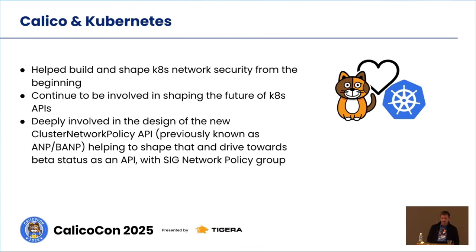Even with current and new APIs, some people might have heard of a new API called the Cluster Network Policy API. It's in development and about to hit beta. The name used to be ANP, Admin Network Policy, and Baseline Admin Network Policy, and that's now been combined into Cluster Network Policy. We've been helping to shape that in the SIG Network group. Shaun Crampton, who's based over in the UK, is heavily involved in that. And we actually have an implementation of it available in Calico Open Source already as well.